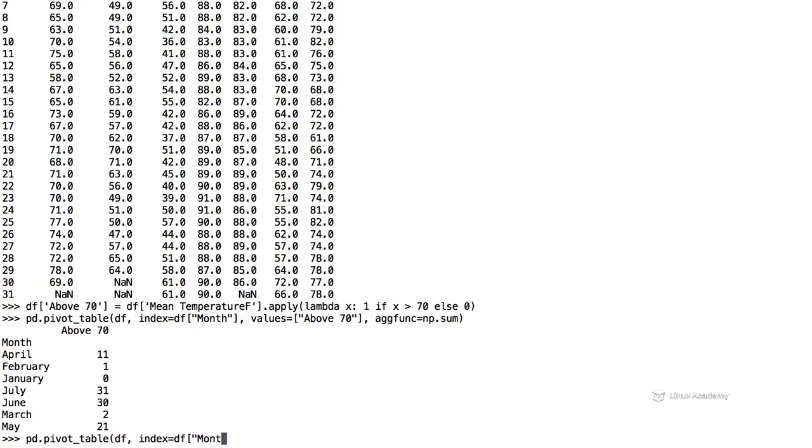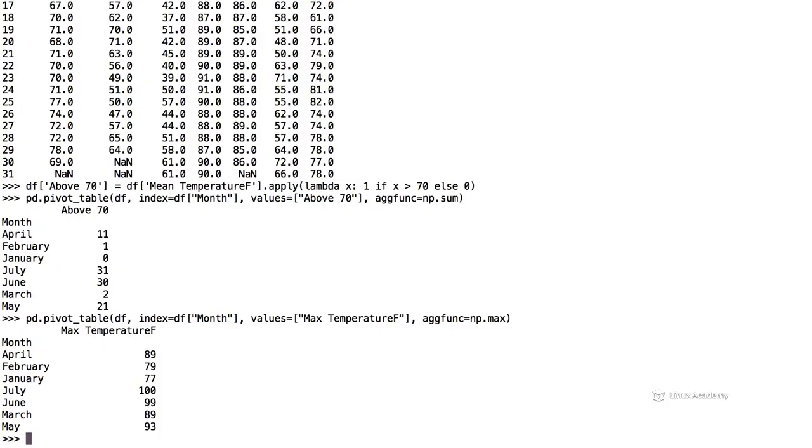For the last example, we're going to create another pivot table using the data frame, index being month, values being the max temperature f, but instead we're going to use the aggregate function as np.max, which gives us the max temperature per month.